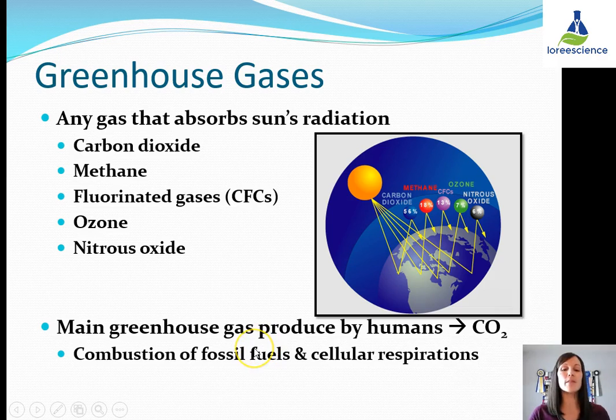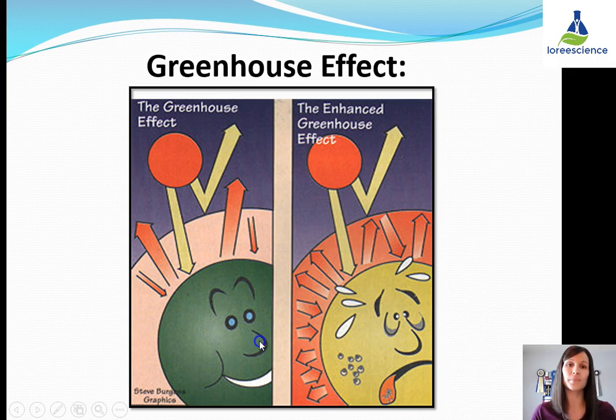So the main greenhouse gas produced by humans is carbon dioxide, and predominantly from the combustion of our fossil fuels. Yes, we have to take into account cellular respiration, but the predominant source is the burning of fossil fuels. So what is the greenhouse effect?